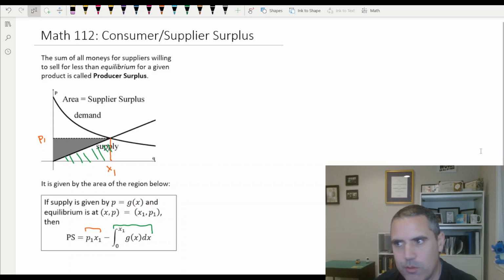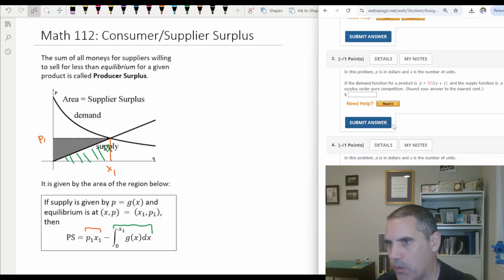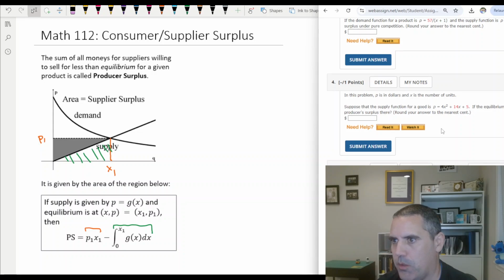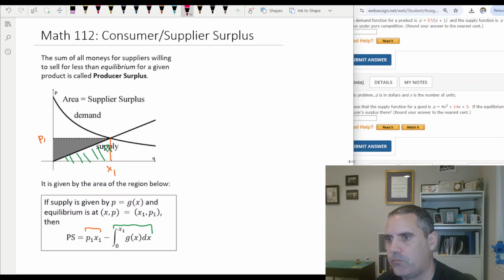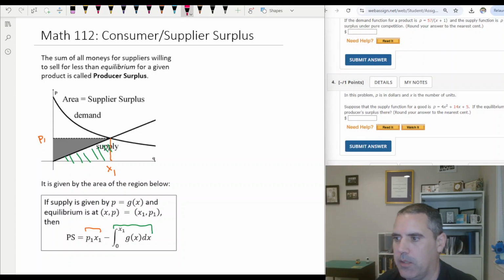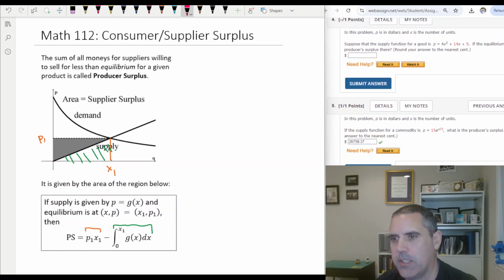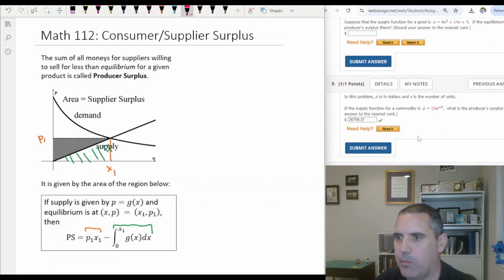Okay, you can also use the formulas, but I just wanted to talk through where they come from. So when you get to these homework questions that say, here's the supply function, what's the supplier surplus? Sorry, I made it go away. It's the same game. And you can see I was calculating one to prepare for this video. Your numbers are going to be different, but number 5 says, what's the supply? If the supply function is this, so they tell you the function, the g of x, so to speak, is 15e to the x over 3. This is question 5.